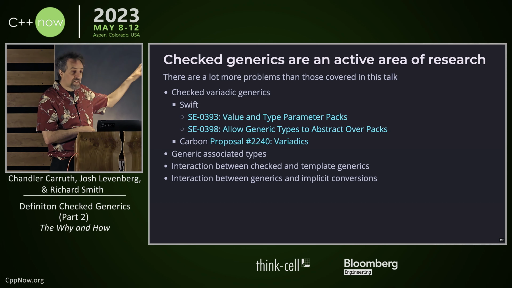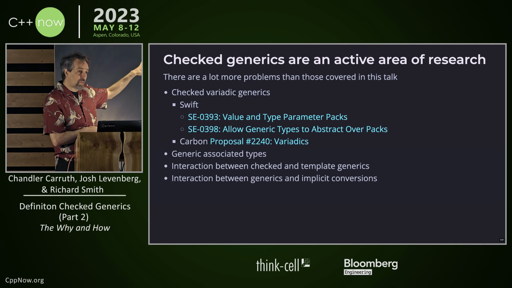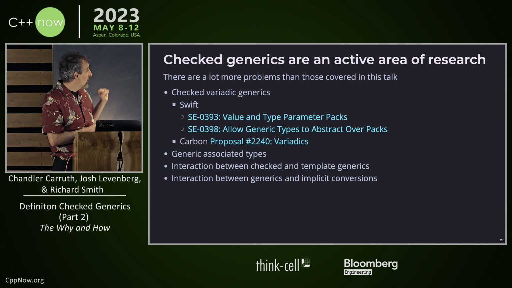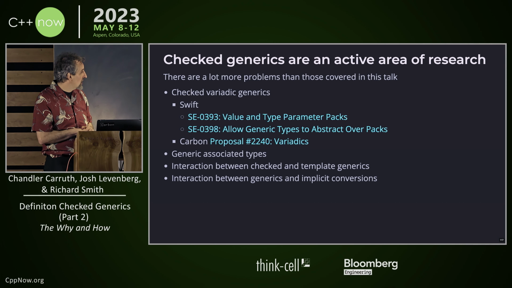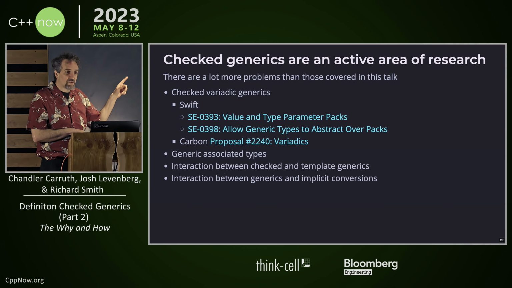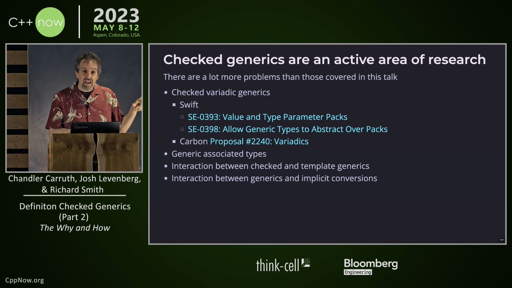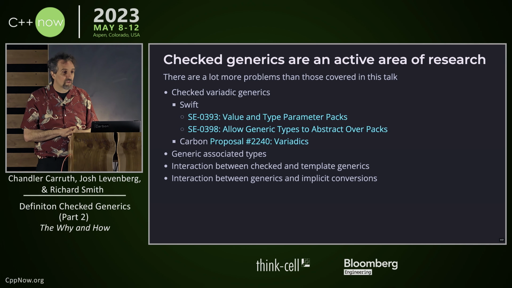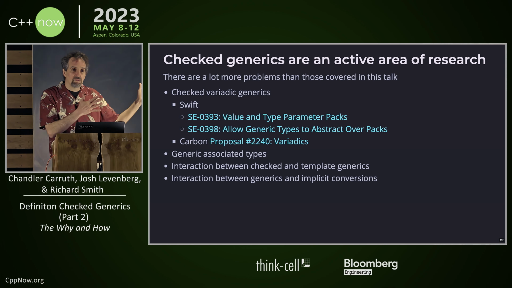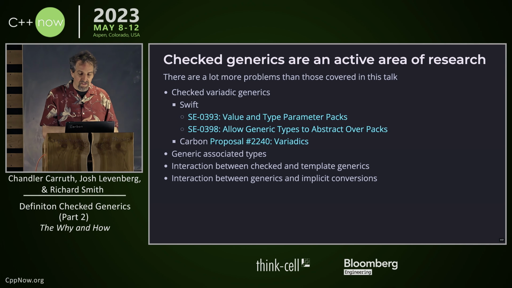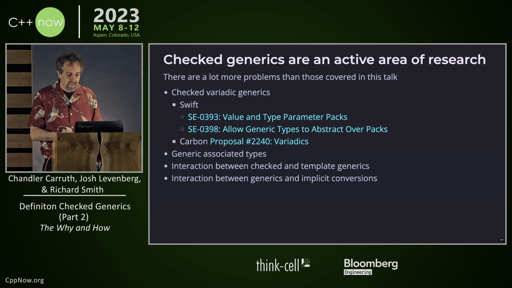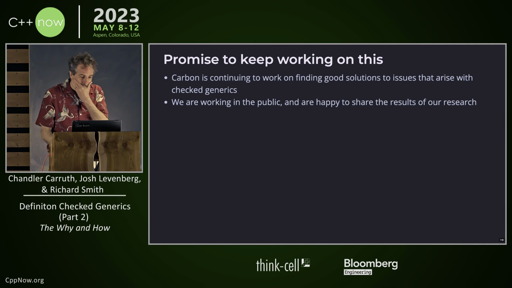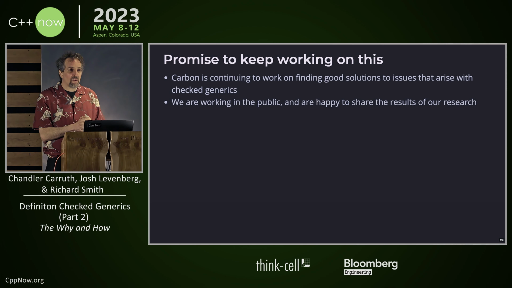Swift has active proposals. I don't know the status of these. Some of these may have actually even landed, having checked variadic generics. And Carbon has a proposal introduced in the last week. It's still open for discussion. You can go comment on it right now if you're interested in variadics.